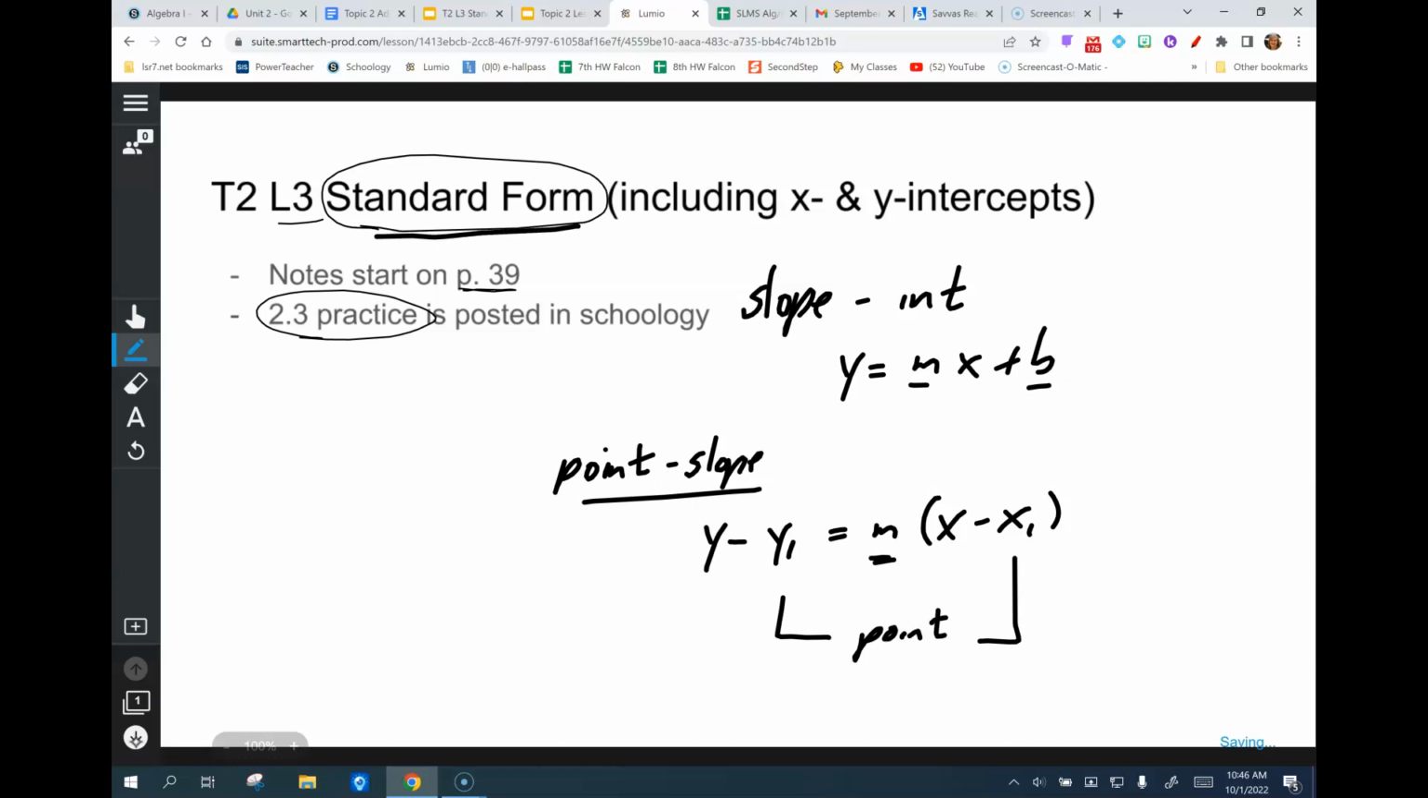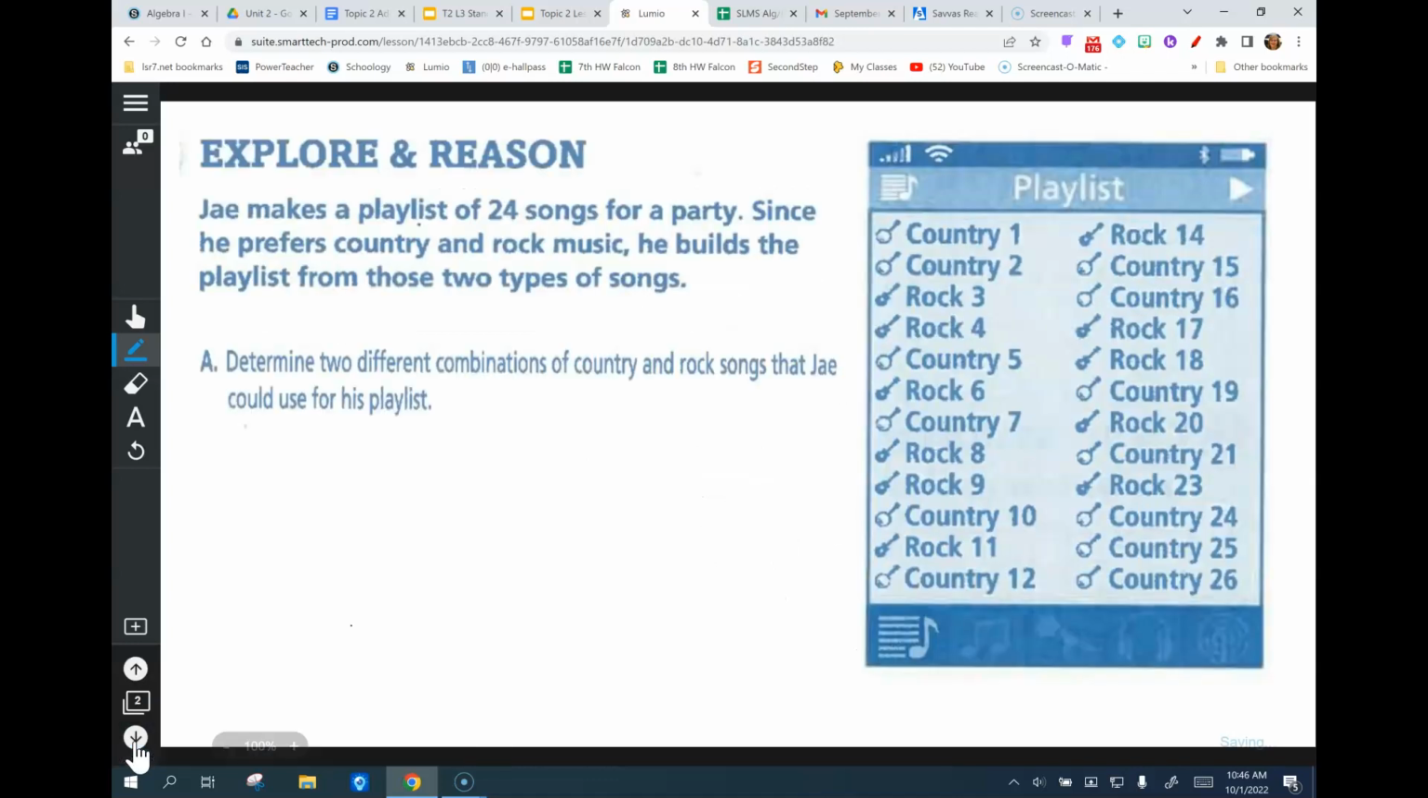So let's look at this next question. It's kind of an interesting one anyway. Jay makes a playlist of 24 songs for a party. Since he prefers country and rock music, he builds a playlist from those two types of songs. So he has listed different playlists, and he has picked a way that he could do that.